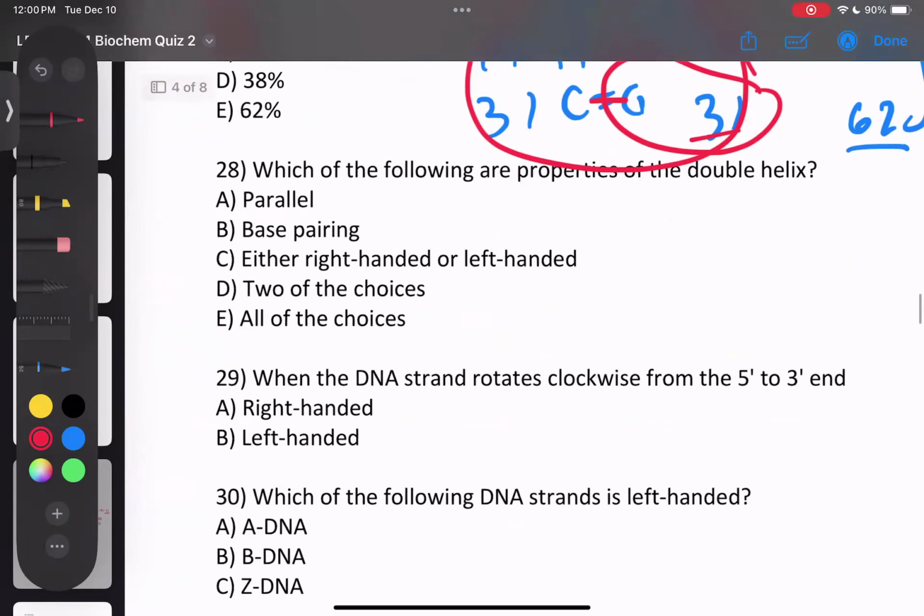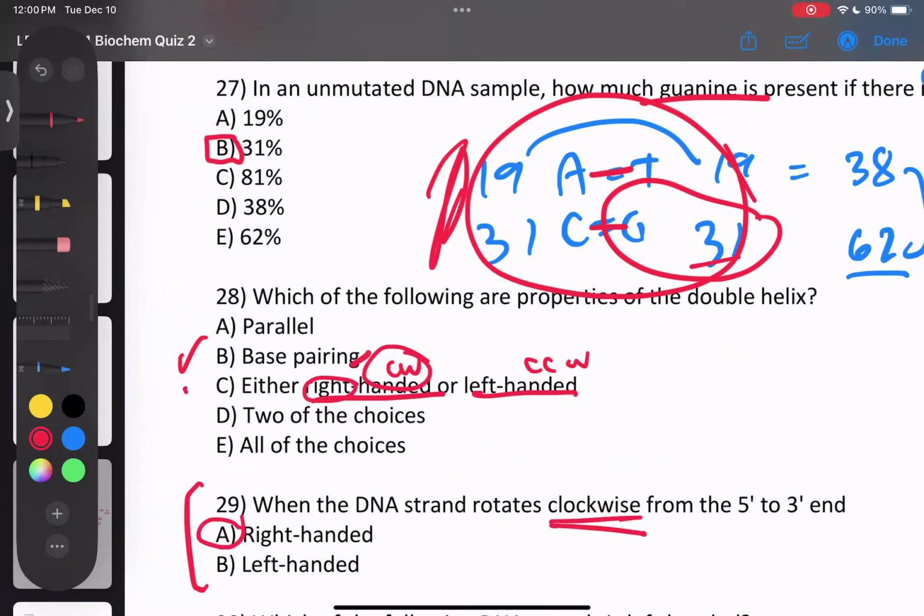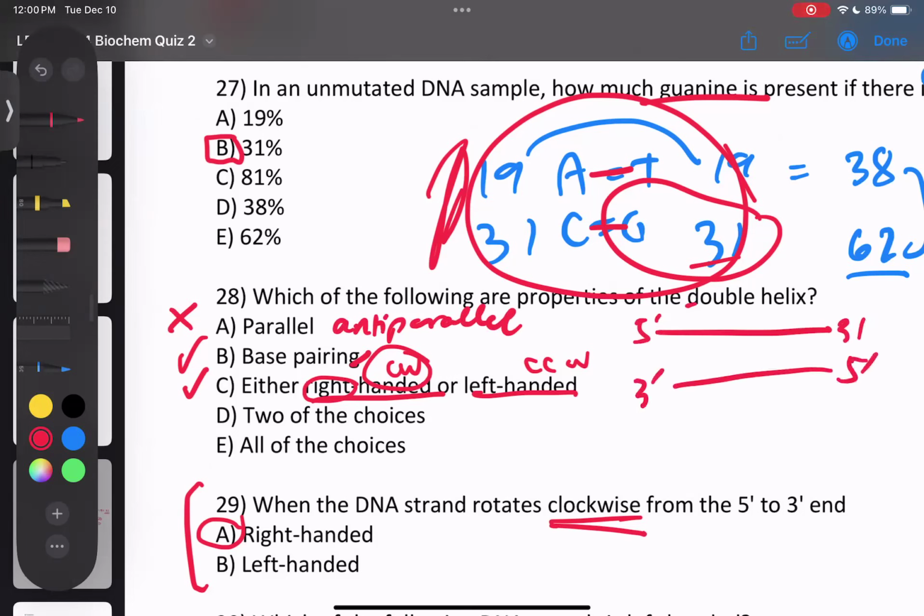Which of the following are properties of the double helix? It does base pair, that's the entire idea of what we've been computing. Either right or left-handed, which by the way, when we say right-handed, that means the spin is clockwise. If left-handed, counterclockwise. So actually, we can already answer 29. Clockwise is the question, so that would be right-handed. So, correct. But it's not parallel. The word should be anti-parallel. The fact that if one strand of my double helix is from 5' to 3', the other goes in the opposite direction. So, only 2 of the choices are correct.